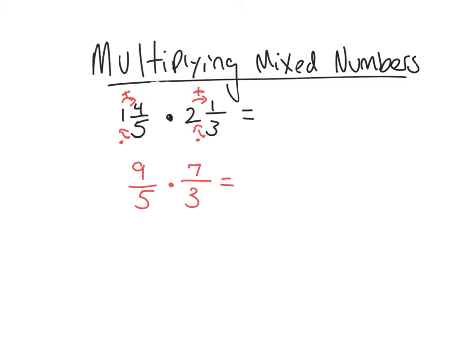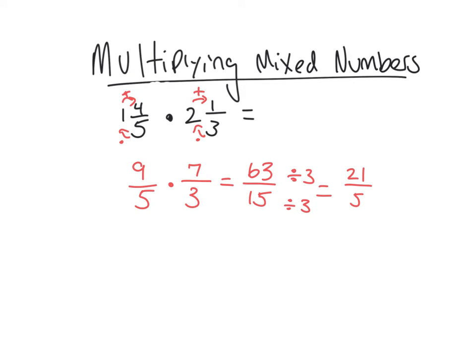So we just do 9 times 7, which is 63. And we do 5 times 3, which is 15. Now we can actually do a couple of things here. First of all, we can divide both 63 and 15 by 3 to put it in simpler terms. Okay, so 63 divided by 3 is 21, and 15 divided by 3 is 5. So an equivalent fraction would be 21/5.